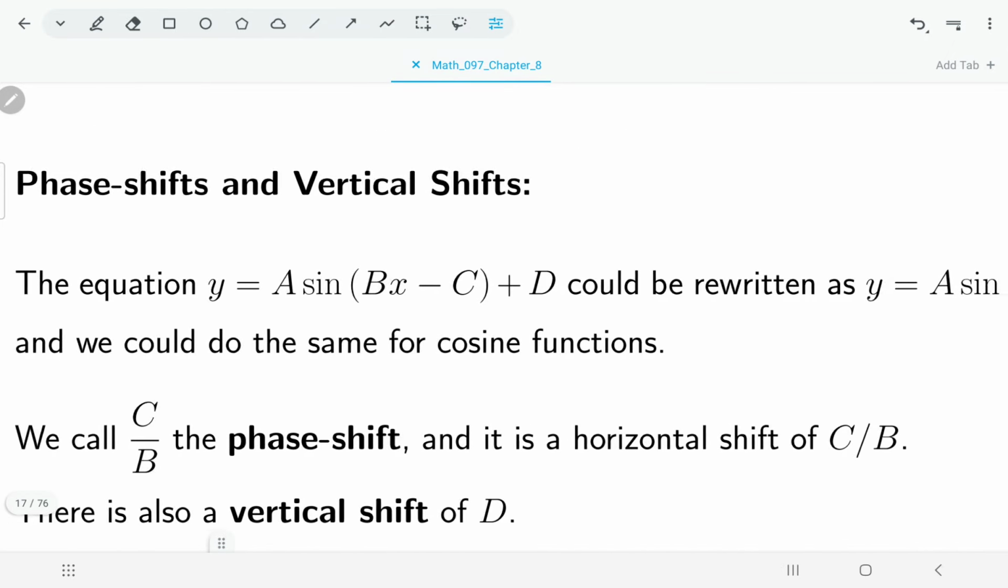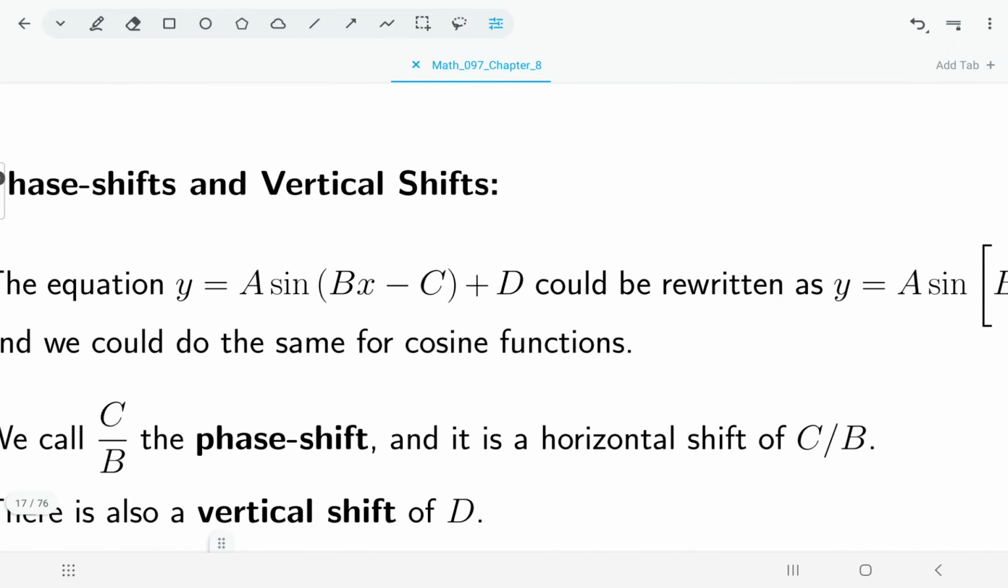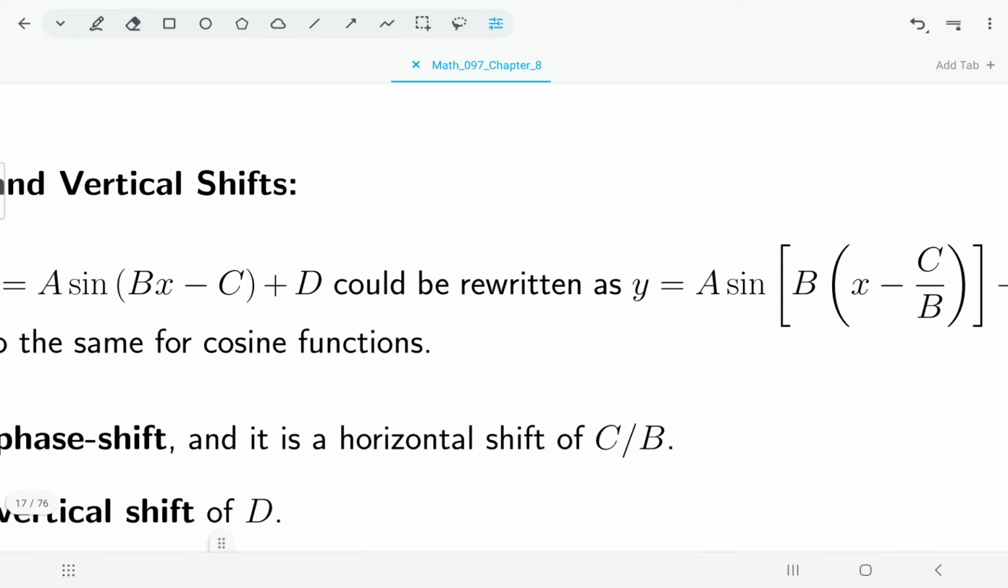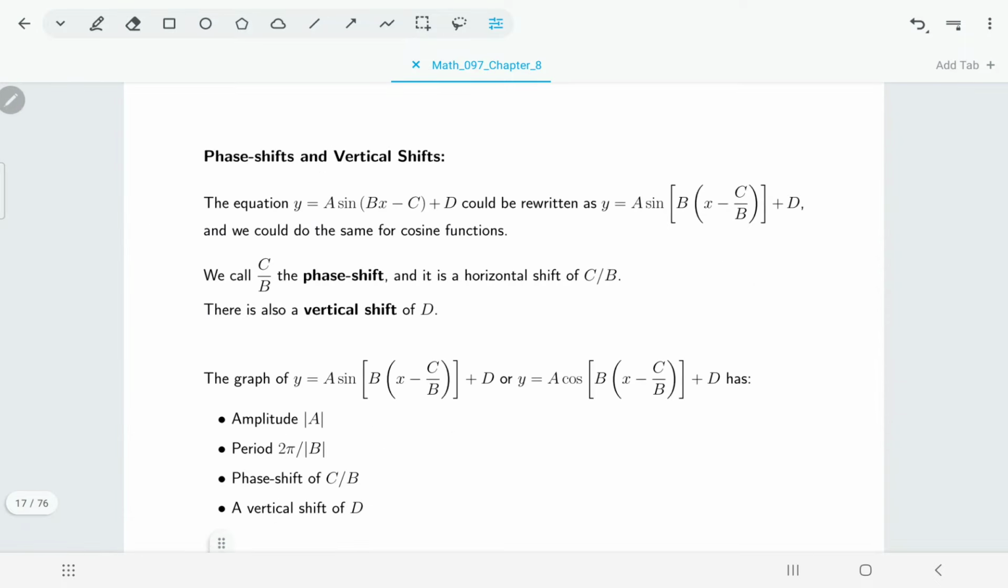If we're thinking about our function and wanting to identify the horizontal shift, we need to first rewrite it so that the b that's in front of the x has been factored out of both terms. So instead of sine of bx minus c, we factor the b out of both terms to get sine of b times x minus c over b. And it's this c over b that's going to be our horizontal shift, which we call a phase shift.